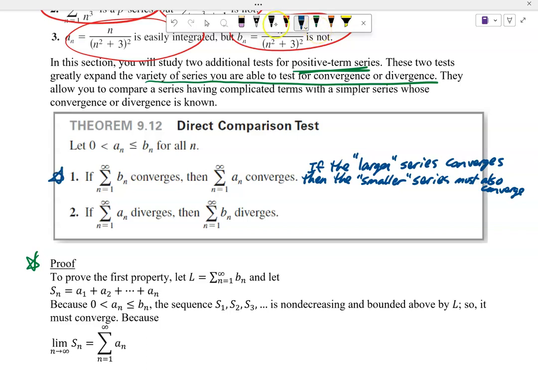The second one there, let me do it in a different color, black. This is saying, well, if the smaller series diverges, remember a sub n is smaller than b sub n, if the smaller series diverges, then the larger one must diverge.